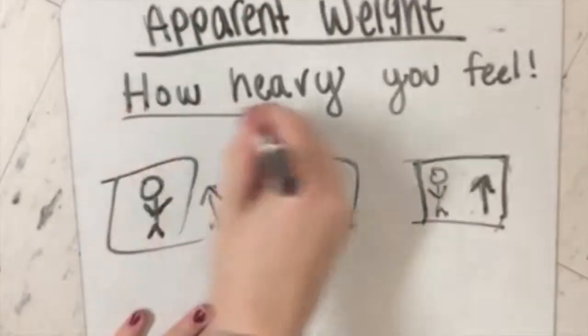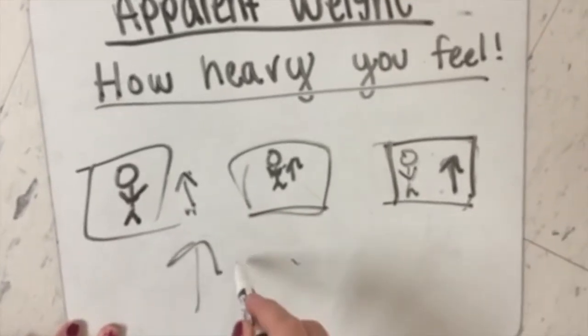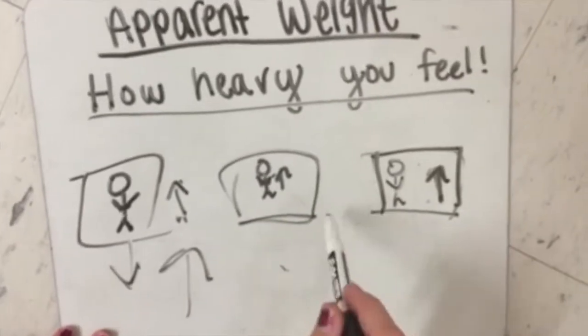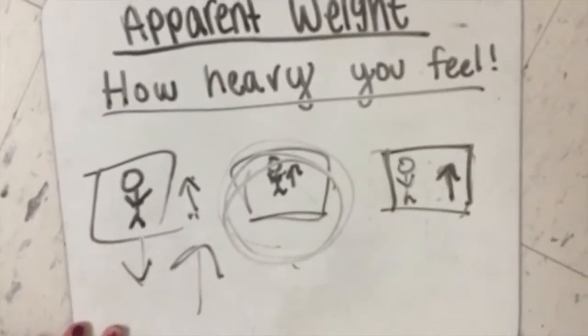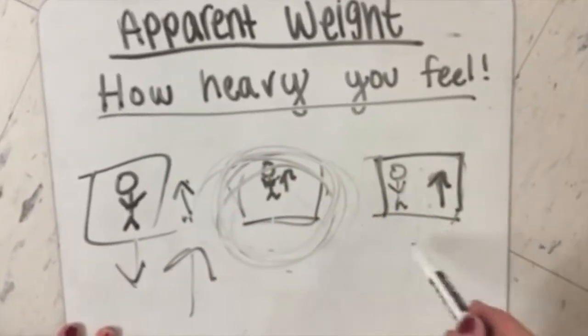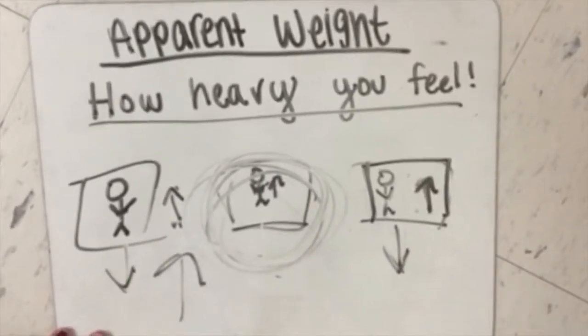Apparent weight is how heavy you feel. If you're on an elevator, it accelerates up. You feel heavier than usual because the elevator is starting to accelerate up. When in the middle of the ride, you feel the same as you always do because you are not accelerating. In this instance, it is the same as your normal weight. And when you are coming to a stop, you feel lighter because you are decelerating.